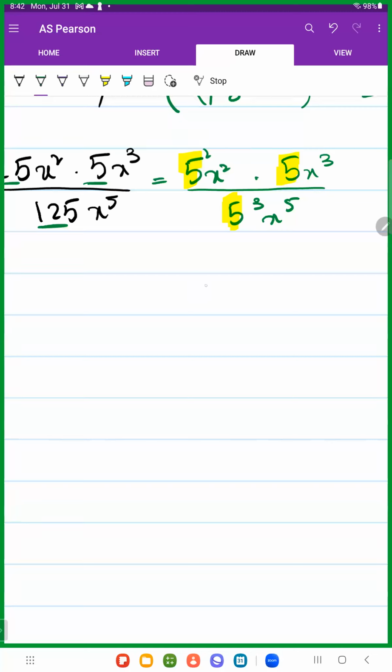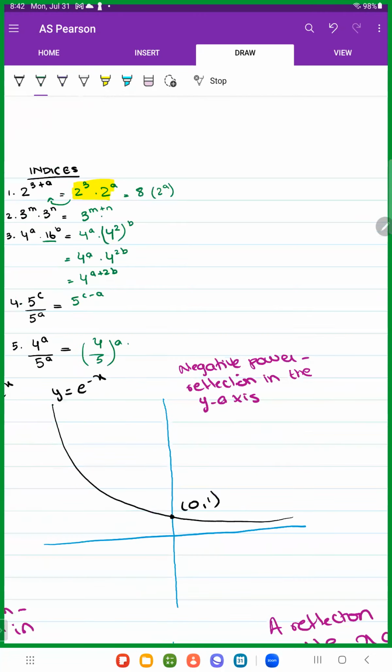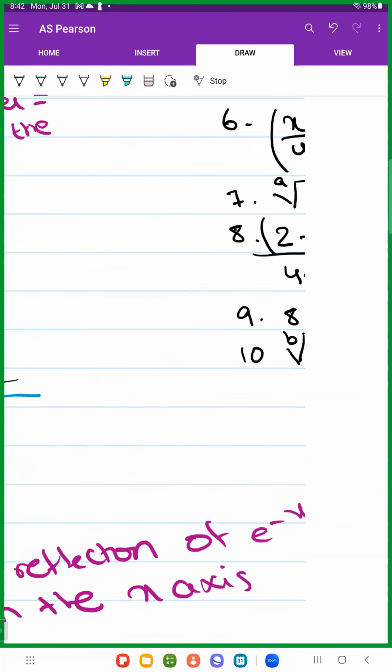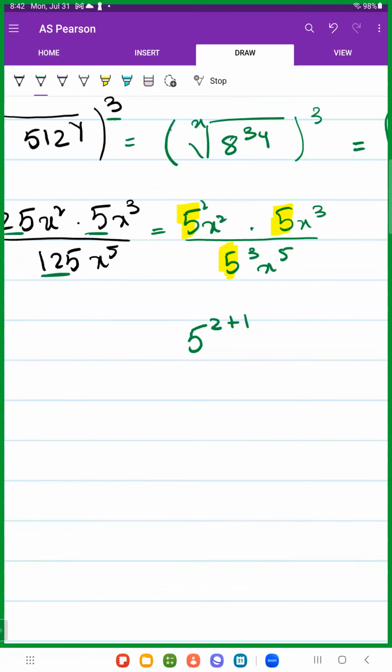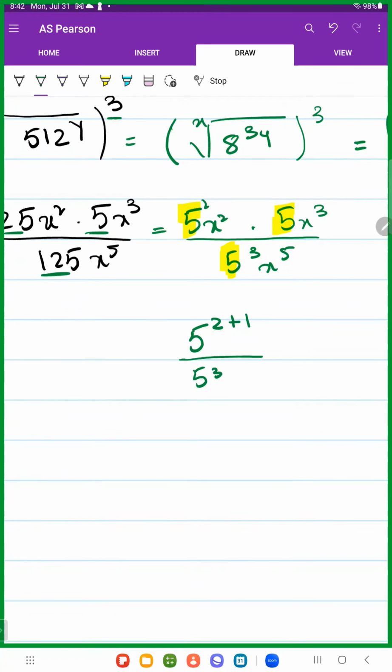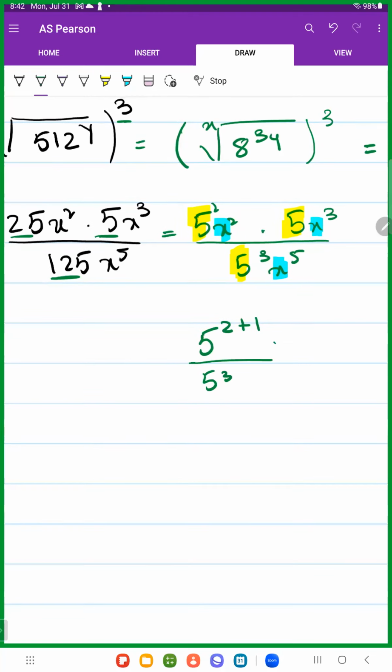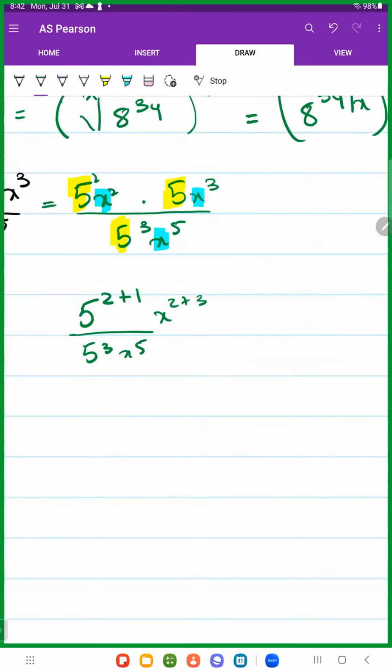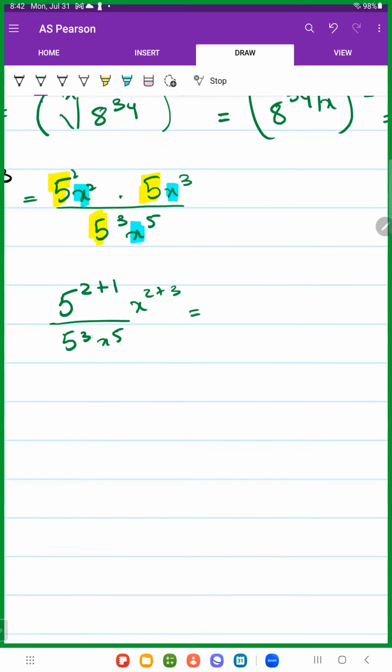So 5 squared into 5 would give you 5 cubed, and you will add the powers. This is what we did over here in the first rule. When the bases are the same, we add the powers. Okay, and we have 5 cubed in the denominator. Again, the bases are the same in x. So first we can add the powers, so x to the 2 plus 3, upon x to the 5. So 5 cubed upon 5 cubed would give me 1, and x to the power 5 upon x to the power 5 would again give me 1. So this would be your answer. You understand? Yes. Are you clear till here? Yes.